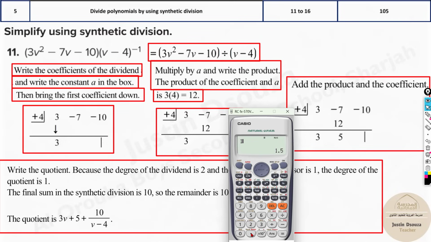Now I will calculate the x value at 1.5, and whatever answer you get, write it out somewhere. It's 11 by 2 or 5.5. The same thing will be done over here. Write all the 4 options and check which will match with the question. Over here you have plus 5 plus the remainder 10, again over x minus 4. When I calculate it at 1.5 itself, it's the same answer, whereas any other option will not match with the given question.